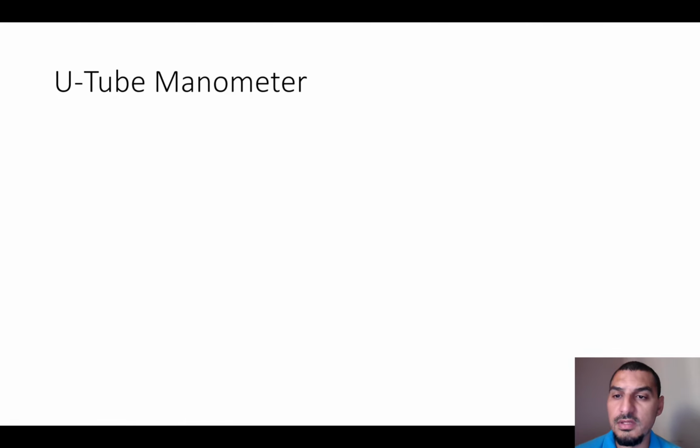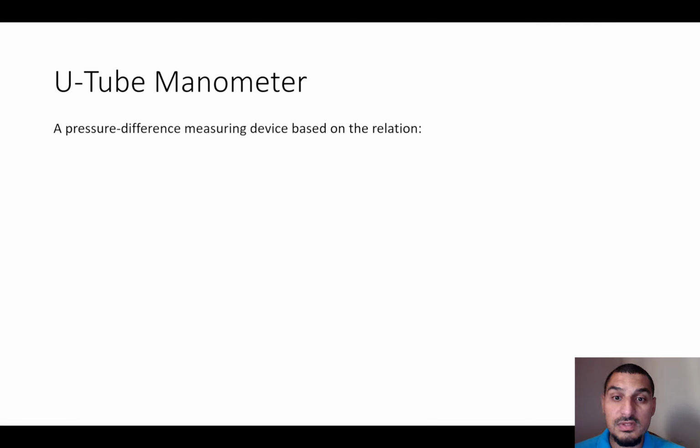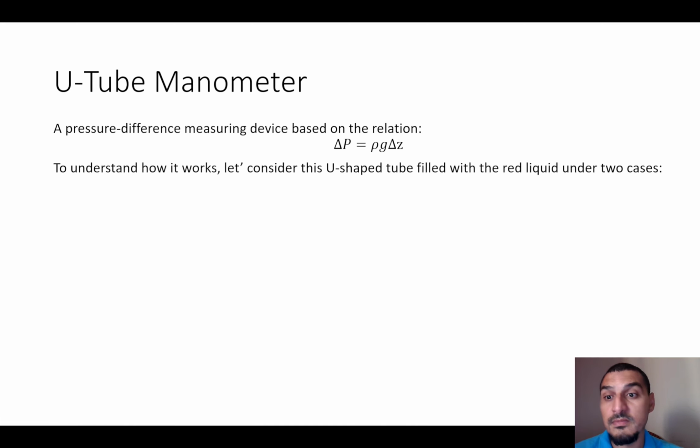Hello everybody. In this video we're going to discuss one very famous application of fluid statics, which is the U-tube manometer. The U-tube manometer is a pressure difference measuring device. It's a device that we use to measure the pressure difference based on the relation that we know from fluid statics, that delta P equals rho g delta Z. This is the main basic idea on which the U-tube manometer is built. It's very simple, yet it's a very efficient way of measuring the pressure difference that can give results very quickly.